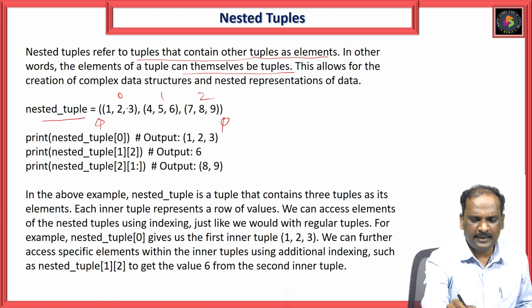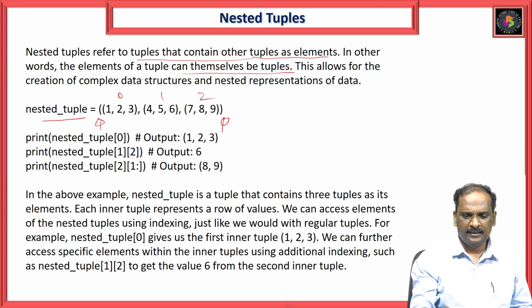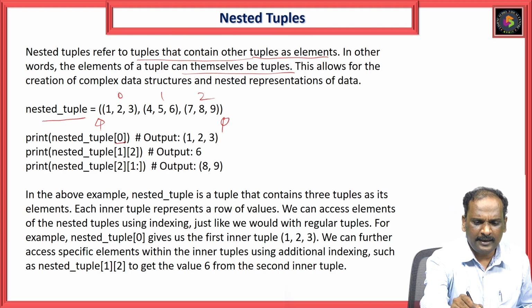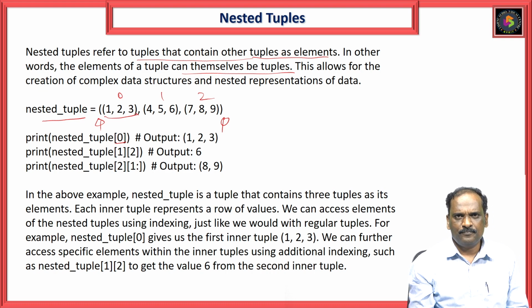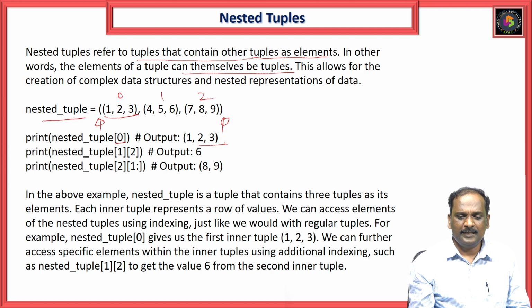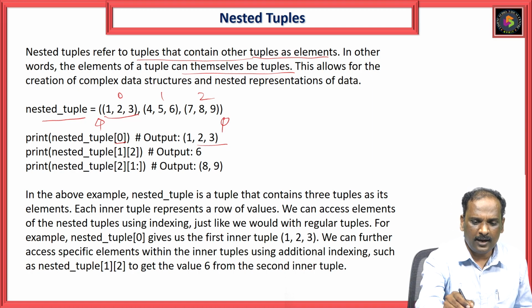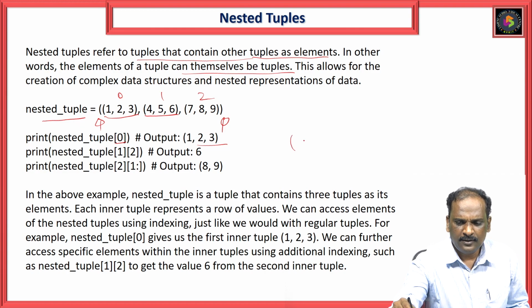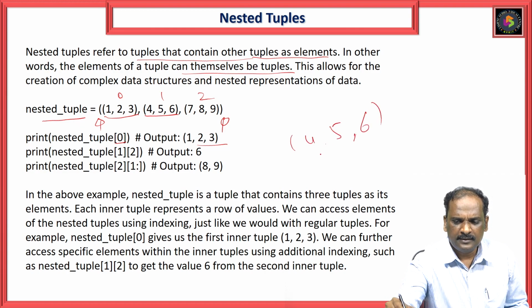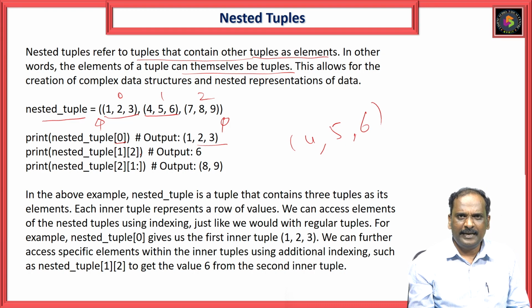So when I display here nested tuple, we are accessing the elements by using indexing. When I write index 0 inside the square bracket, what is the element at 0? The element at 0 is a tuple which is containing the elements 1, 2, 3. Now to access the individual elements of a tuple, now nested of 1. The element at index 1 is 4, 5, 6. Again we are subscripting with index 2.